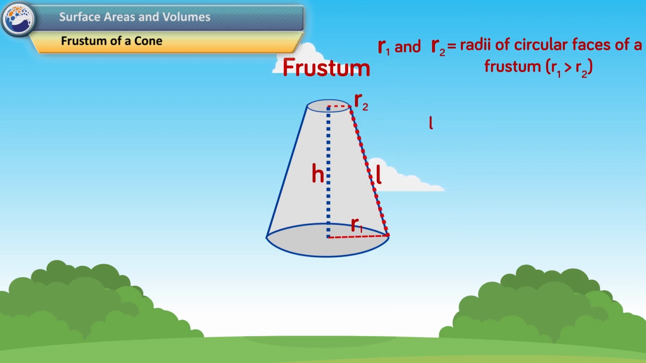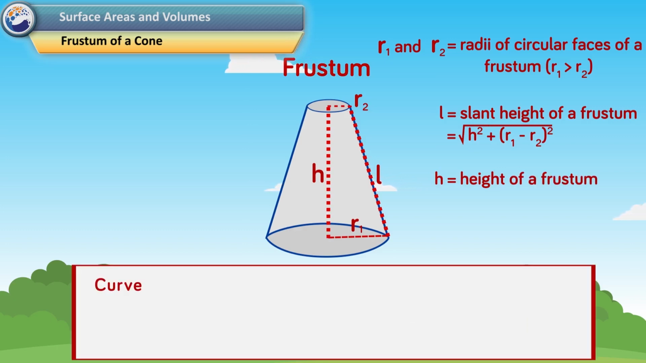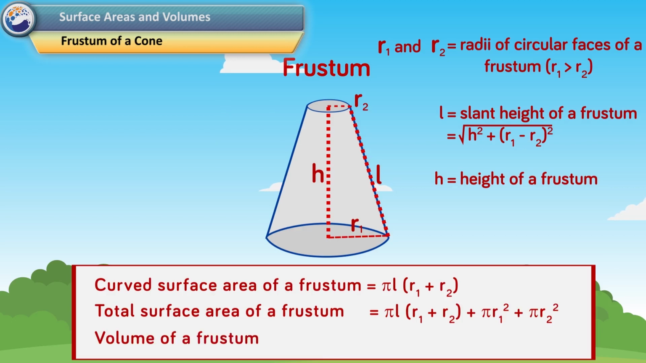Slant height of the frustum, denoted by L, is equal to the square root of h² + (R1 − R2)², where h is the height of the frustum. Curved surface area of the frustum is equal to π(R1 + R2)L. Total surface area of a frustum is equal to πL(R1 + R2) + πR1² + πR2². Volume of the frustum is equal to 1/3 πh (R1² + R2² + R1R2).